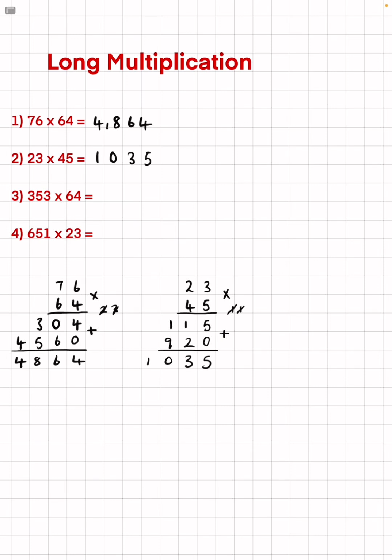The next calculation is 353 multiplied by 64. Remember to align the tens and the units. 4 times 3 is 12. We put the 2 down, carry the 1. 4 times 5 is 20. Add 1 is 21. We put the 1 down, carry the 2. 4 times 3 is 12. Add 2 is 14.